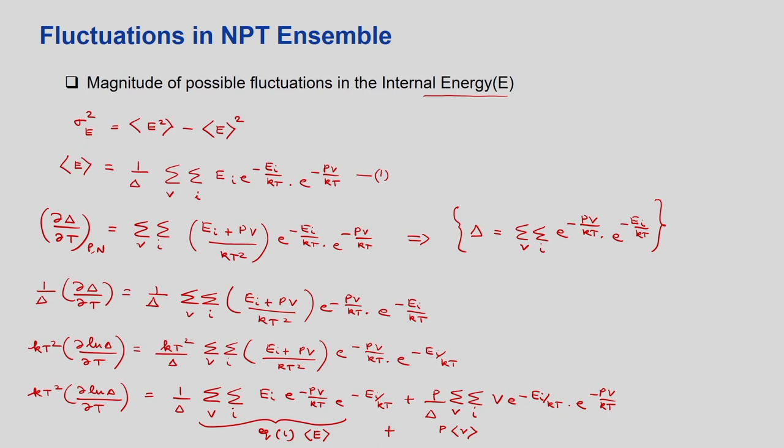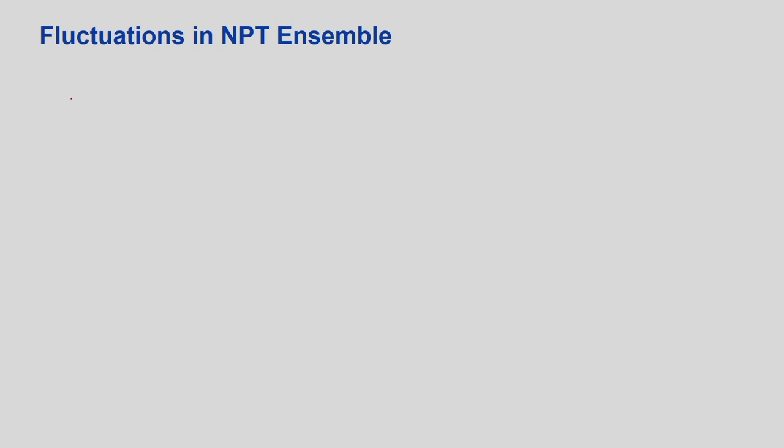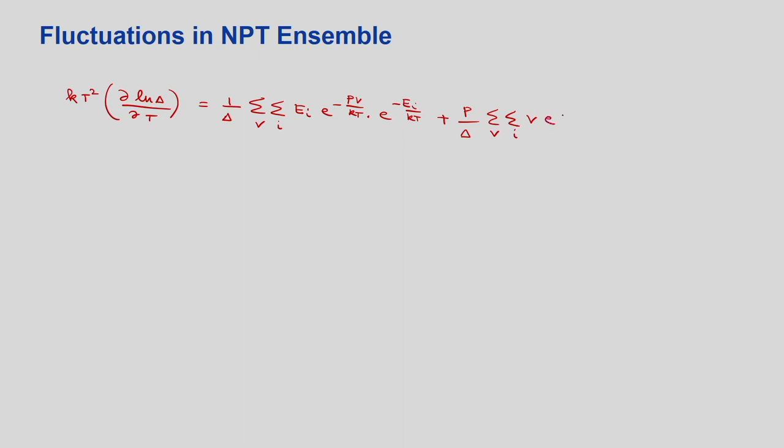Let us go to the next stage. So let us again write down that expression to compile it. KT square dou ln delta by dou T equals 1 upon delta, double summation across V and I, then EI e to the power of minus PV by KT e to the power of minus EI by KT. Then another term where you have the pressure outside, internal energy, and you will have the volume. So I can write down here that this will be nothing but the internal energy plus pressure into the volume work. This is it.